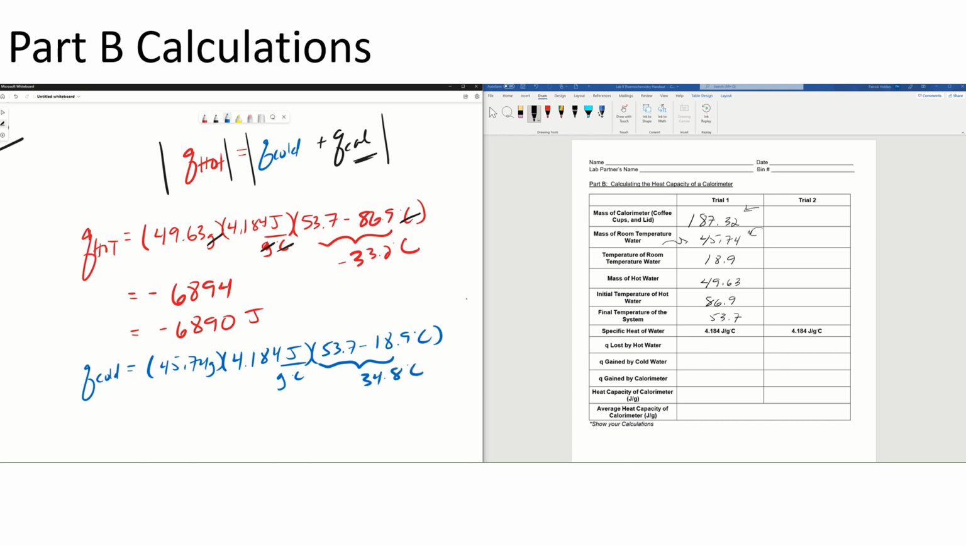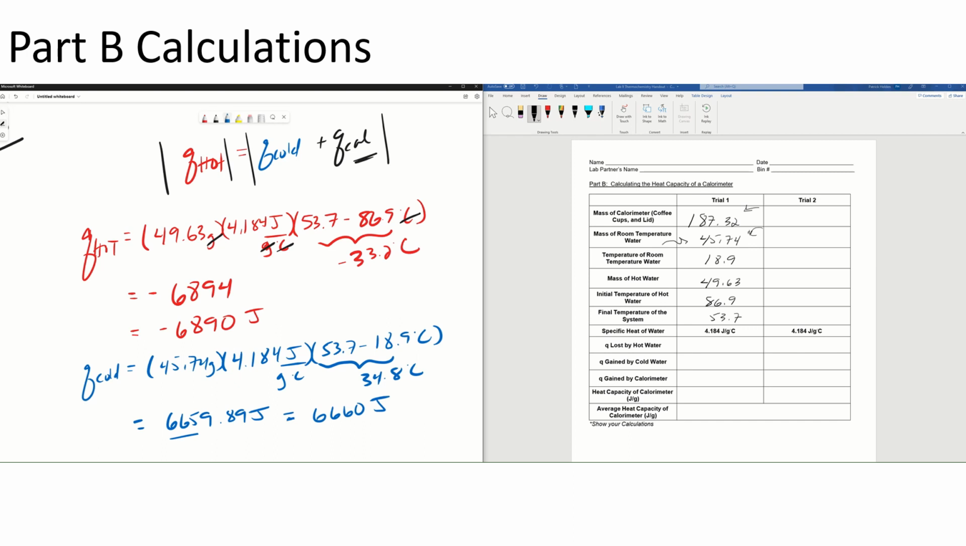So times 4.184 times 45.74 gives us a Q of the cold that is 6659.89 joules. This should be 3 sig figs. So that means we want to keep these 3 here. So that gives us 6660 joules for 3 sig figs.